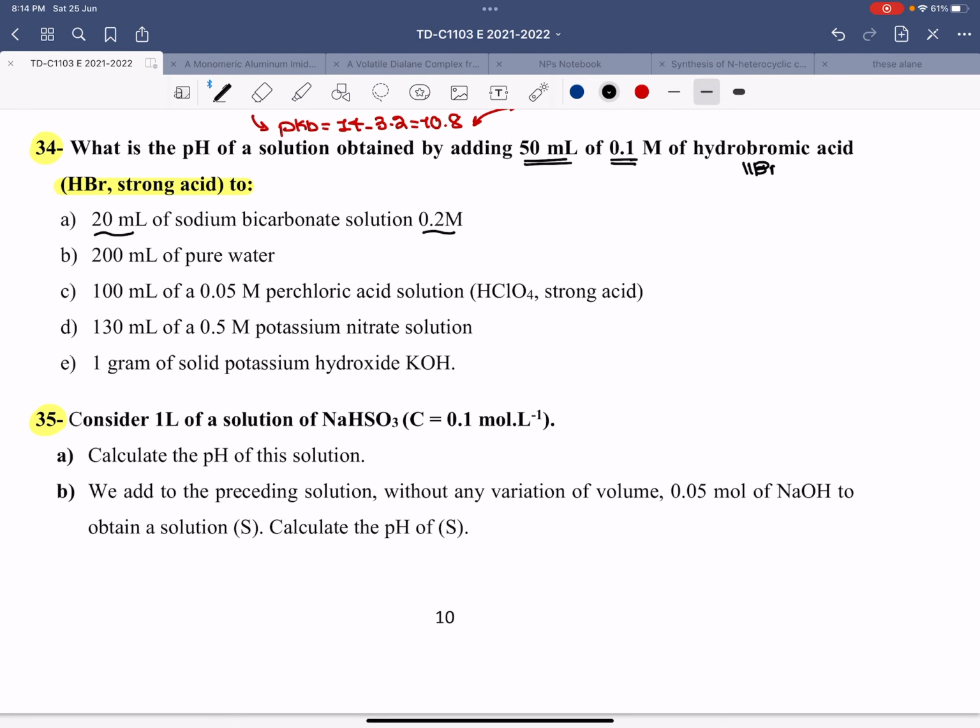That was number 34. Let's start with number 35. In number 35, consider 1 liter of sodium sulfate solution, which is basically NaHSO3. This is separated into Na plus, which is the spectator, and HSO3 minus. Calculate the pH of the solution, and we add, without any variation of volume, 0.05 of NaOH to S. Calculate the pH of S. So you have to calculate the pH before and after the addition of NaOH. Good.